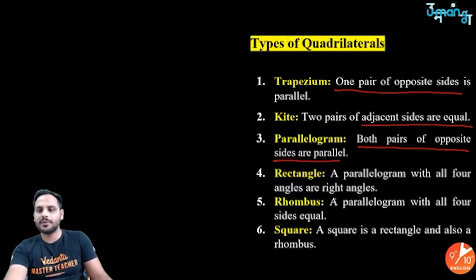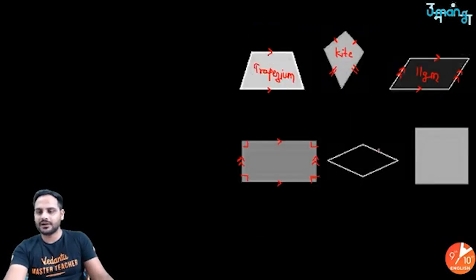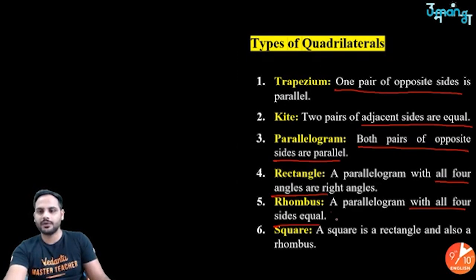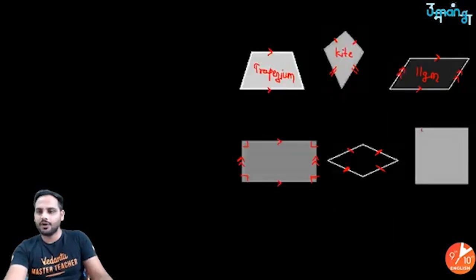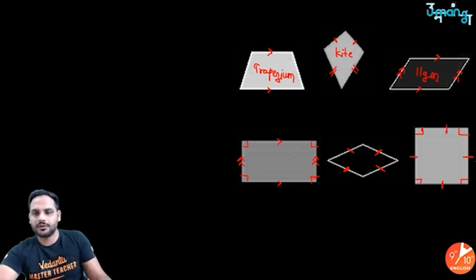Okay. Then a rhombus is a parallelogram. In a rectangle, all angles are equal. In a rhombus, all sides are equal. So a rhombus is a parallelogram, which means the opposite sides are parallel as well as all the sides are equal. And then a square is a rectangle and also a rhombus. That means in a square, all the angles are right angles as well as all sides are equal to each other.